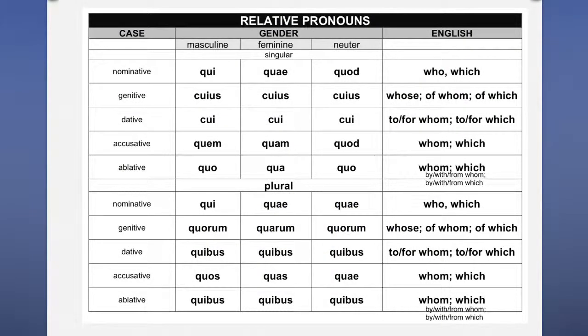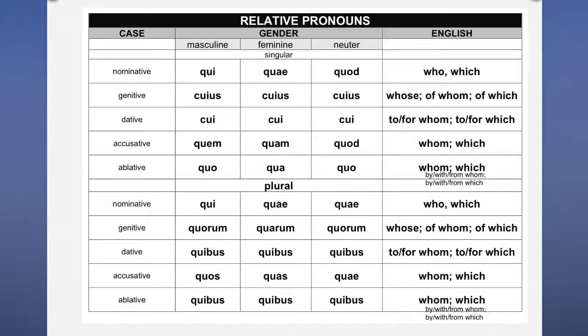Here are the forms for the relative pronoun qui, quae, quod. Pause the video now and write all the forms and their translations on your copy of the chart. Now let's practice saying the relative pronoun forms together. I will say the line of words. You repeat it after me.